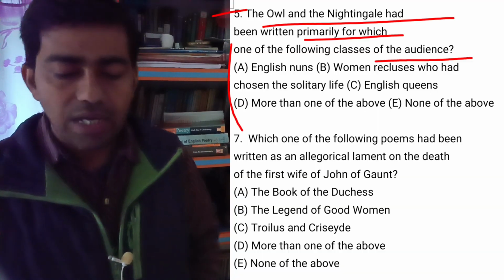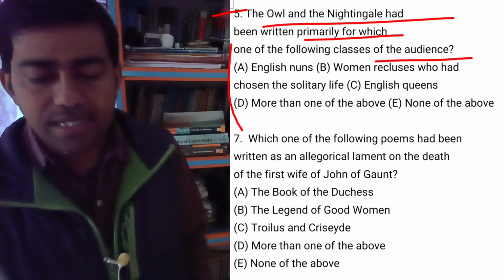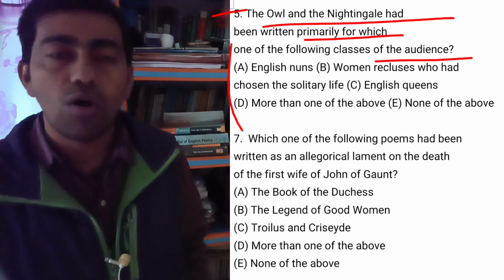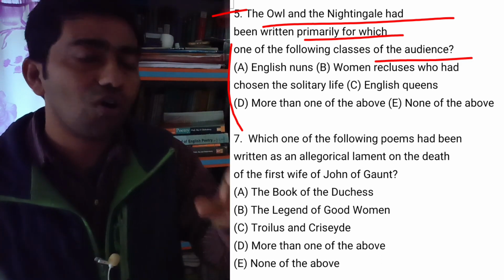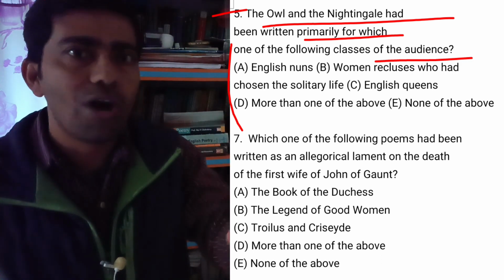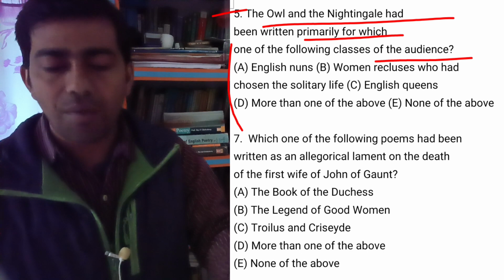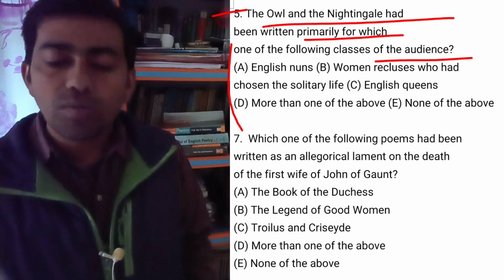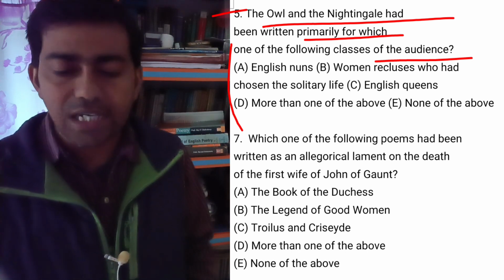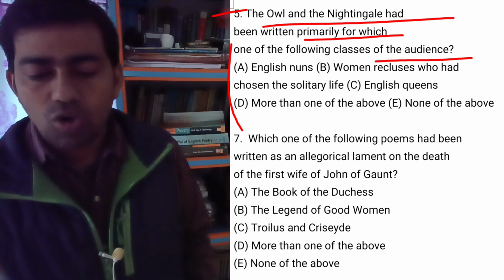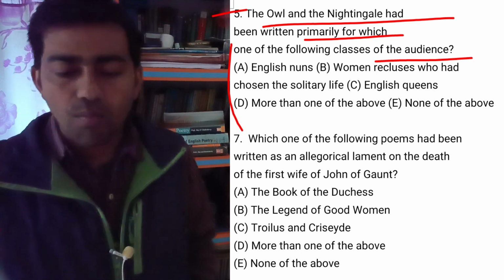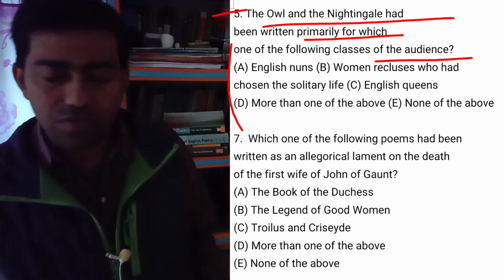Number 5. The Owl and the Nightingale had been written primarily for which one of the following classes of the audience? Of course, it is an important Middle English poem. So which audience is it dedicated to? English nuns, women recluses who had chosen the solitary life, English queens, more than one of the above, none of the above.